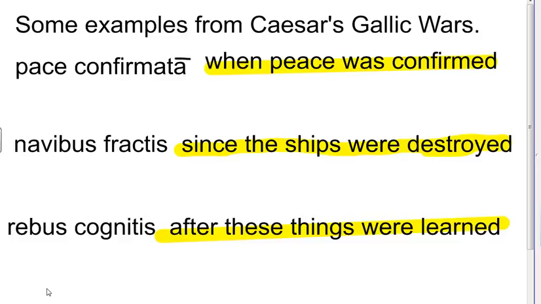Navibus fractis. Caesar is describing a naval battle off the coast of Britain. Since the ships were destroyed. And get in the habit of being attentive and on the lookout for those ablative plural endings, for instance, the navibus and the fractis, third declension and first-second respectively in terms of endings. And lastly, rebus cognitis, after these things were learned, is another example of what Caesar will use to explain the next step in his battle strategy.